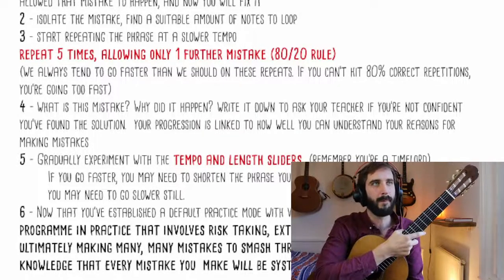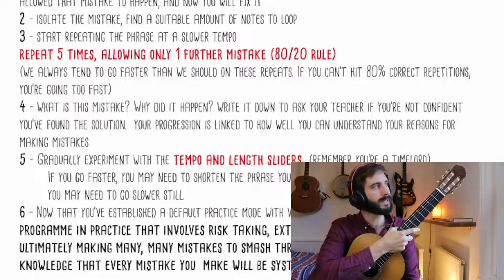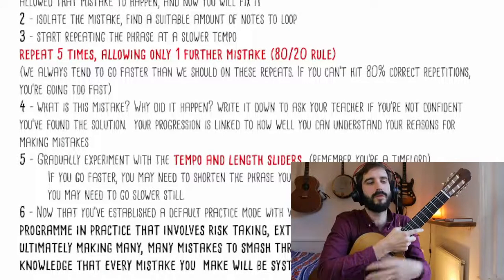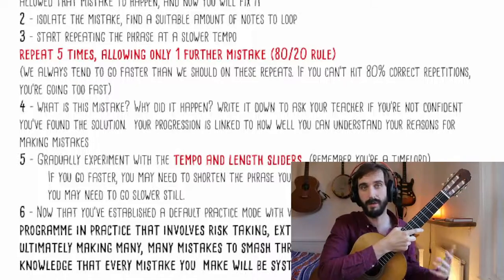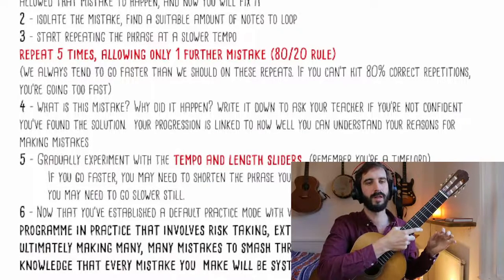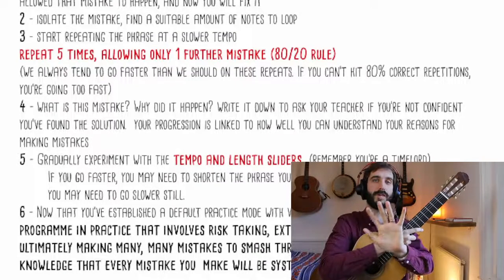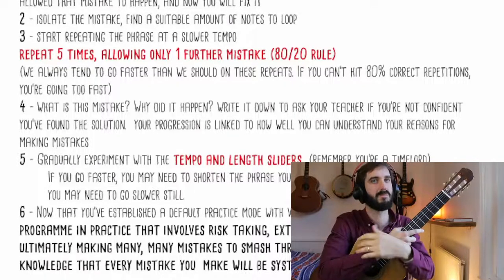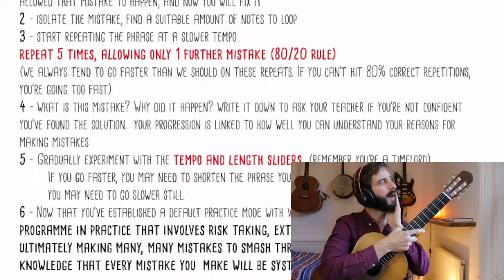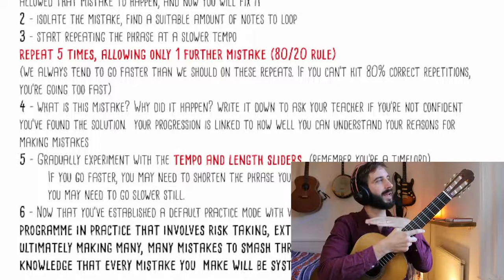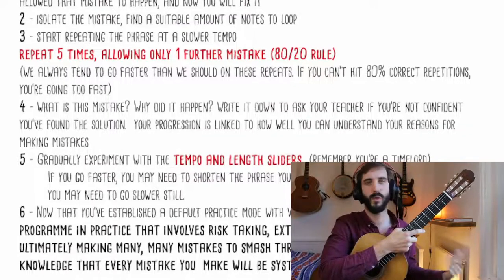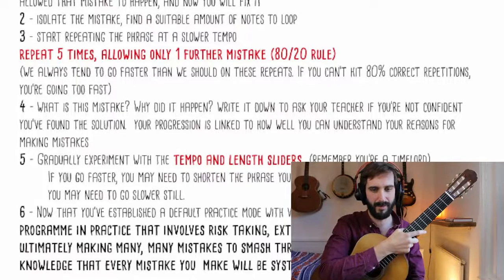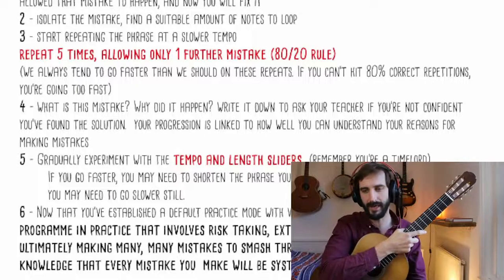But for me, this 80-20 rule is about once we've made the mistake, we repeat however many times, 5 times, 10 times, 100 times. But in those repeats, we make sure that out of, say, 5 repetitions, 4 are completely correct and to our liking, and 1 has a mistake in, at the most. So if you play it 10 times, you want 8 correct repetitions. If you play it 20 times, you want 16. Math. 16 correct repetitions, right? And don't go on until that is the case.